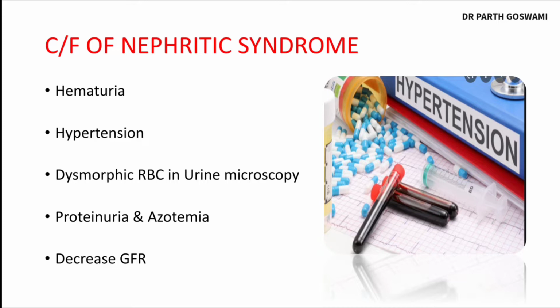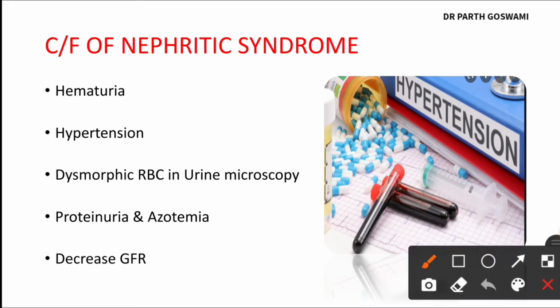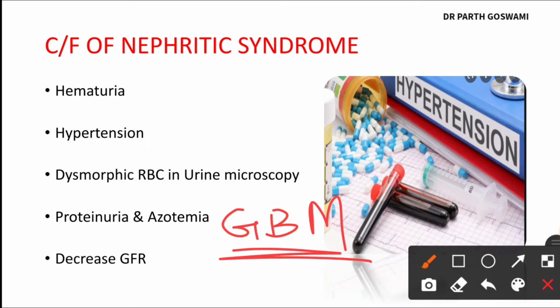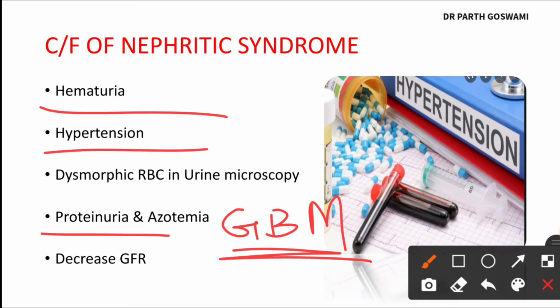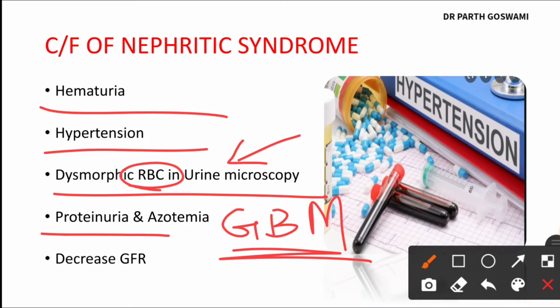So, which are the clinical features of this nephritic syndrome? In glomerulonephritis, because of glomerular basement membrane damage, the patient will have leakage of protein and blood in the urine. So the patient will have proteinuria and hematuria. The patient also has hypertension. There could also be dysmorphic RBCs in the urine, which is a characteristic feature of glomerulonephritis. If you observe the RBCs microscopically, they are dysmorphic.